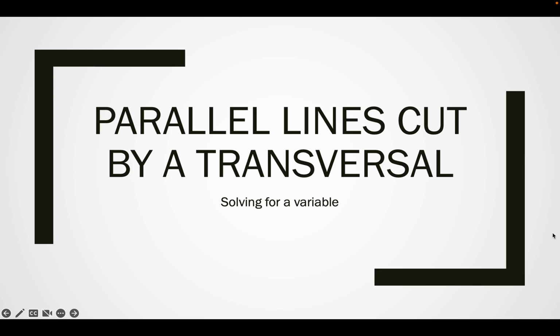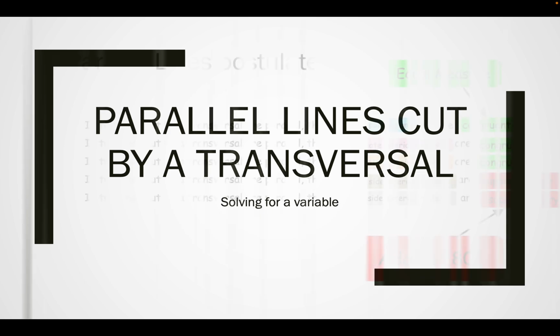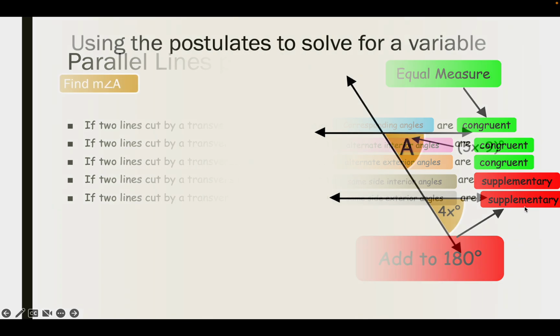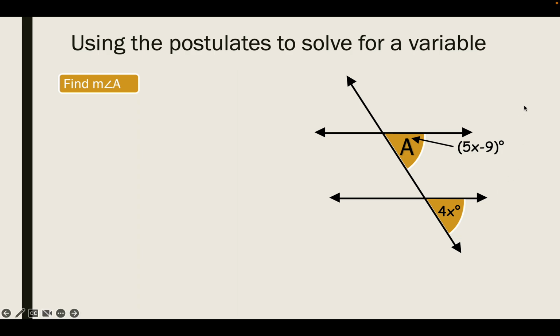Lesson where we're going to discuss parallel lines cut by a transversal, where we are going to be solving for a variable. Now we are still dealing with our parallel line postulates, where corresponding angles, alternate interior angles, and alternate exterior angles are congruent when we have two parallel lines, and the same side interior and exterior angles are still supplementary. So let's get into example 1.